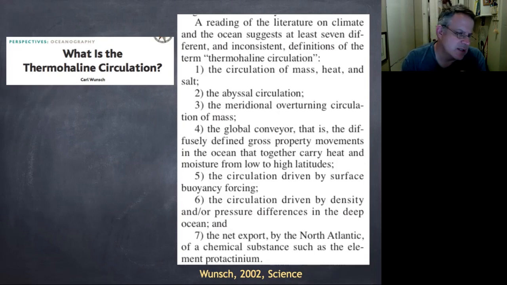Circulation driven by surface buoyancy forcing, circulation driven by density and/or pressure differences in the deep ocean, and the net export by the North Atlantic of a chemical substance such as protactinium. All of those are called the thermohaline circulation, but really the name itself means temperature and salt circulation. And people tend to think of it as the circulation driven by temperature differences and salt differences. We have to be really careful about what we mean by driven by. Does that mean just cold water going from the cold place to the warm place, or does that mean garnering energy from the cooling and warming of the circulation?